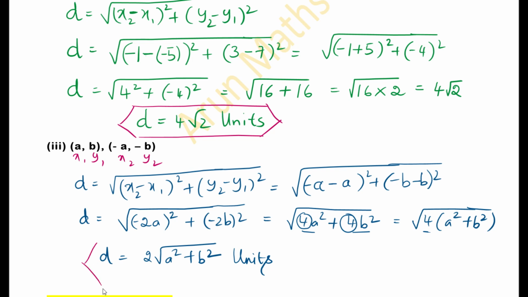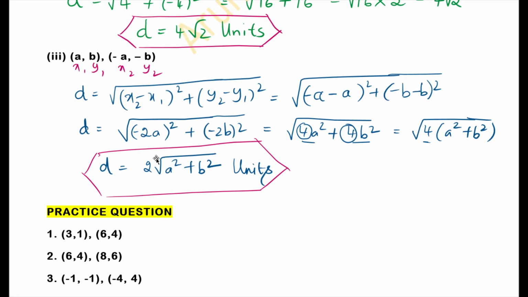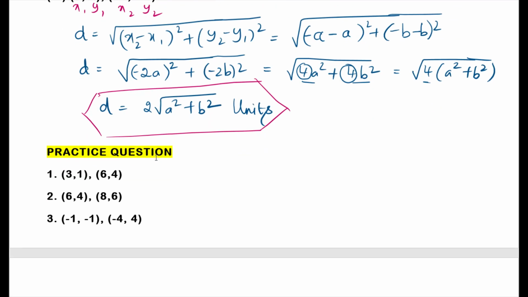Students, hopefully you have understood. You can check again, just mark the points x1, y1, x2, y2, substitute it and simplify. You get the distance between the 2 points. Now there are few practice questions for you to practice. Do practice out and find the distance between the points for first question 3, 1 and 6, 4 and 6, 4 and 8, 6, minus 1, minus 1 and minus 4, 4. Find out the distance between these 2 points.